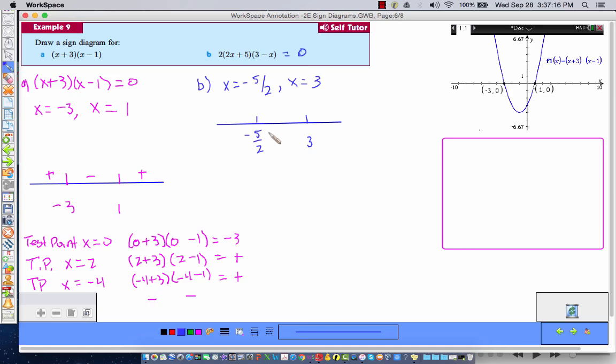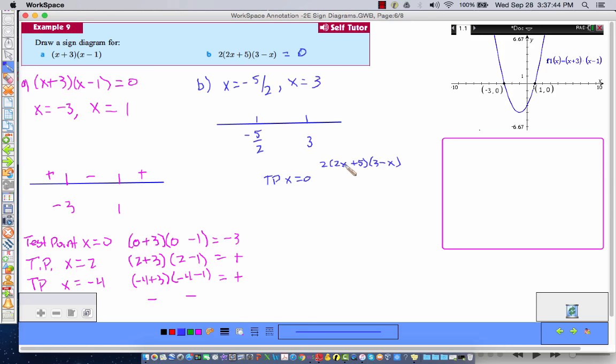So if I can start at 0, I'm going to start with a 0. You don't have to. It's fairly simple. So my test point is x equals 0. And I'll just bring this here: 2 times 2x plus 5 times 3 minus x. Okay? So again, I don't care about the value, I care about the sign, if it's positive or negative. So I can think this through if I want to.